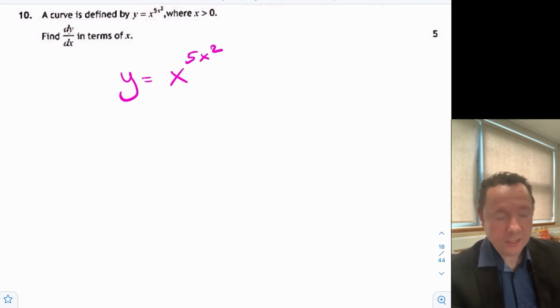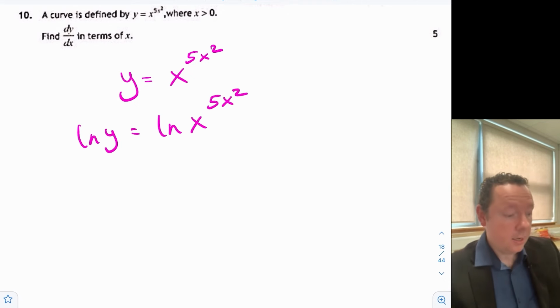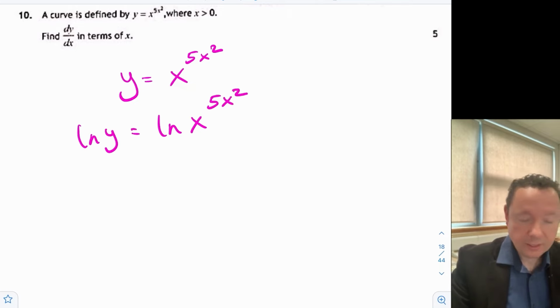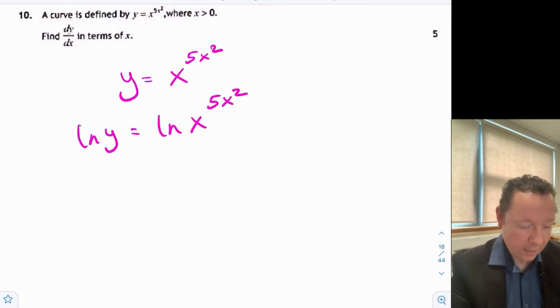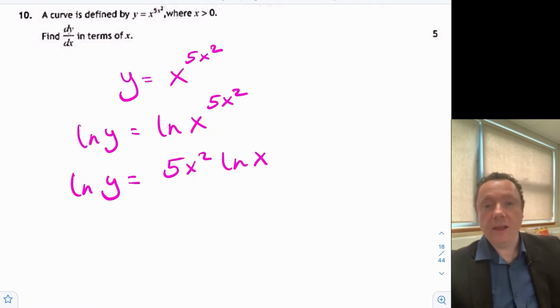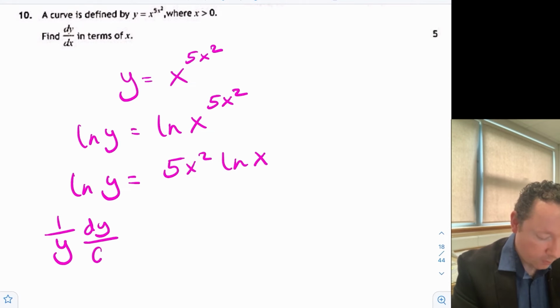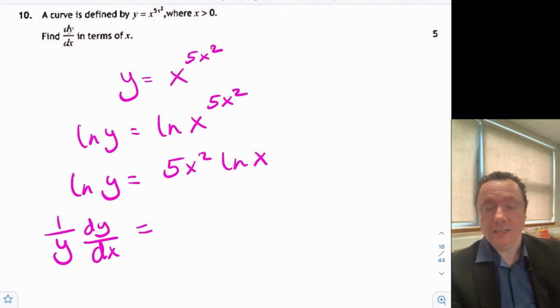So we can take the log of both sides to start with. So log y equals log x to the 5x squared. We can separate out our right hand side, so log y equals 5x squared times log x, and then we can differentiate both sides. So differentiating the left hand side, log y becomes 1 over y times dy by dx, because we're differentiating implicitly, and the right hand side is a product.